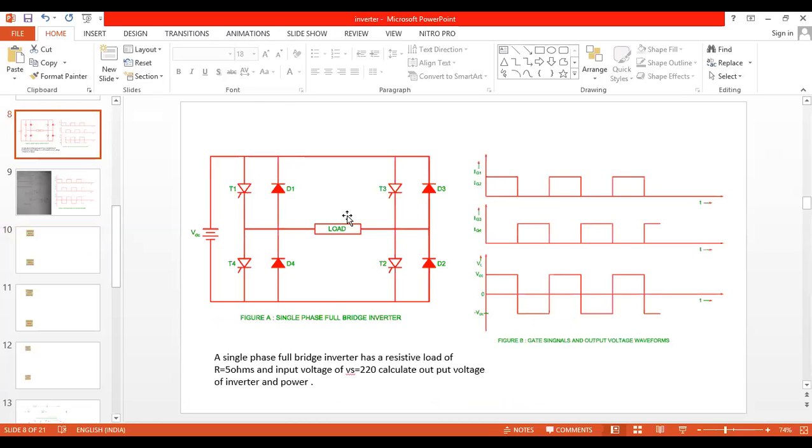How many types of inverters are present? Anyone? There are basically three types of inverters: one is the pure sine wave inverter, the modified sine wave inverter, and the square wave inverter. We also have voltage source inverter and current source inverter. That classification we'll see later on.